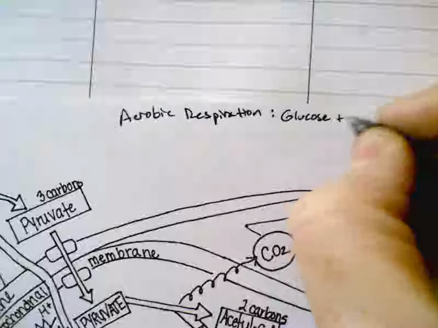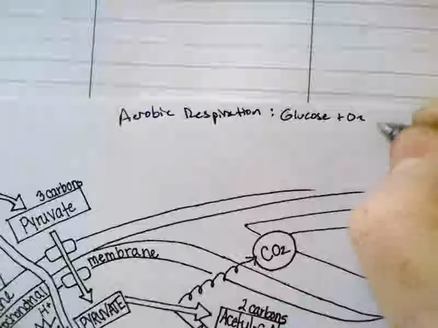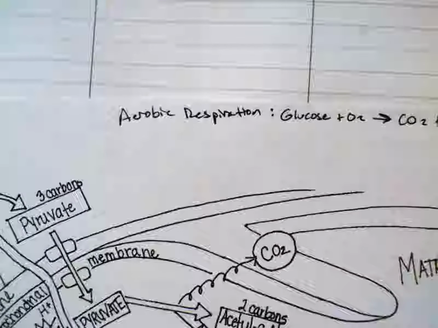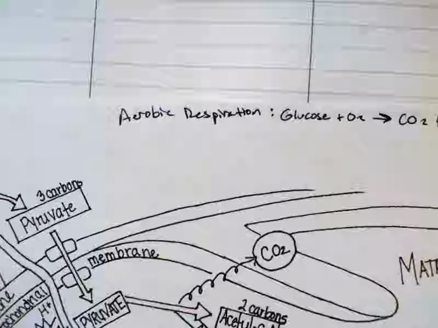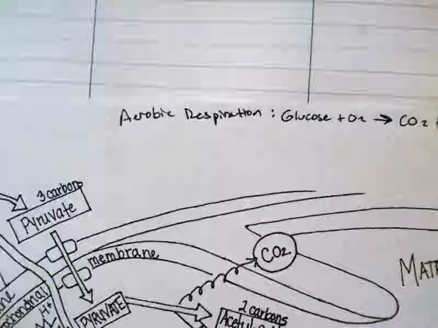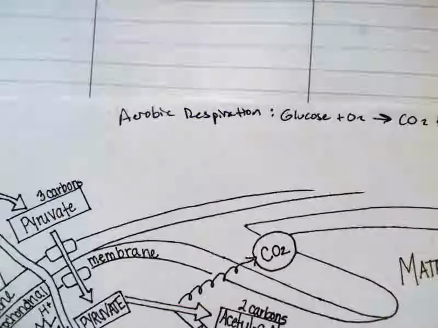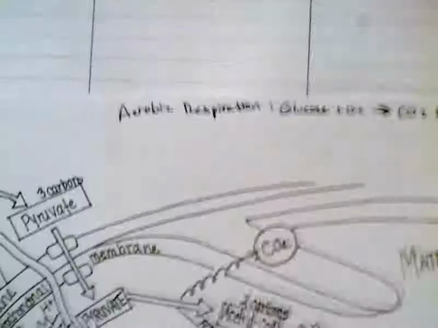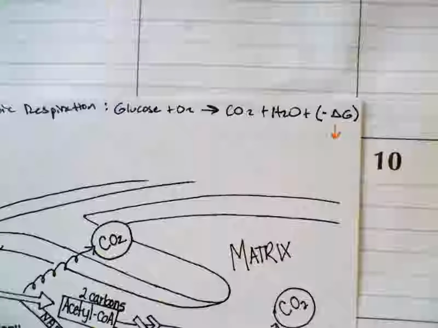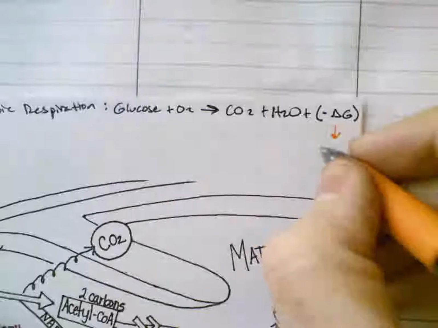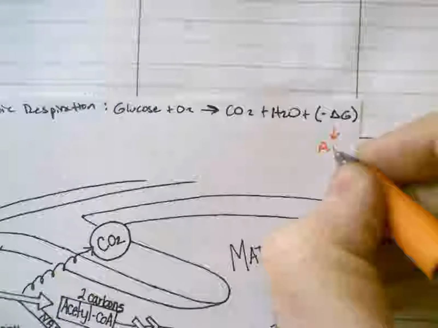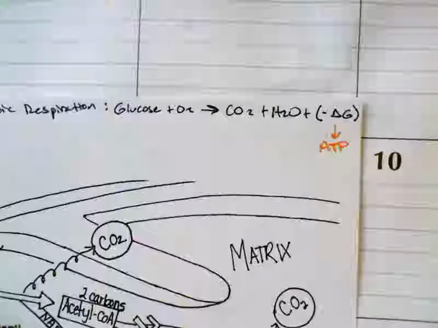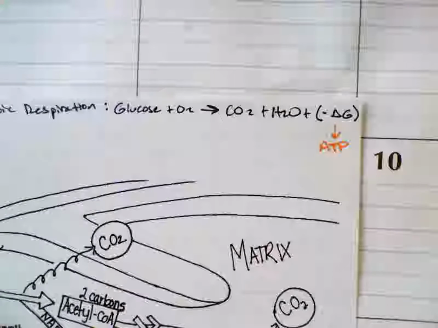So glucose plus oxygen is going to go to CO2 plus water plus, and again, we always said ATP, but really what's going on is we are releasing free energy that is then used to make ATP. And I'm already off. It's just what was already on the board. So this is the overall process.